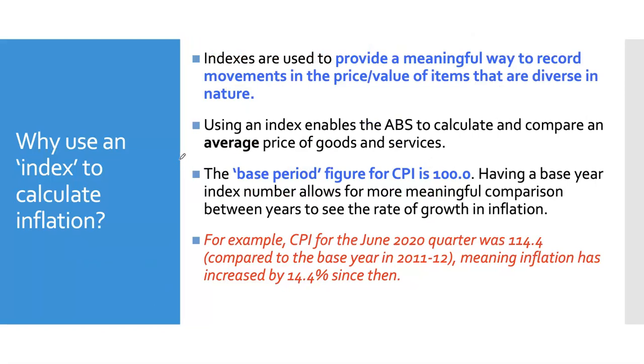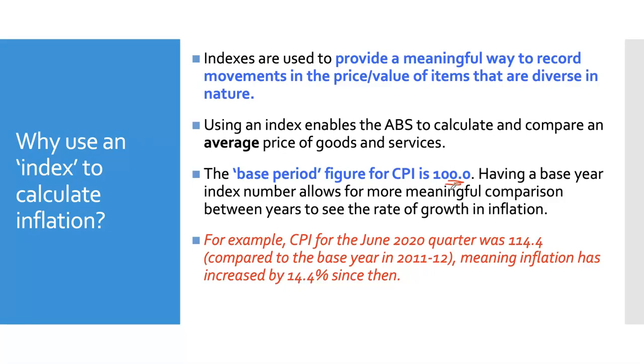Why do we use an index? What is this going to be giving us? Indexes provide a meaningful way to record the movements in price. It allows the Australian Bureau of Statistics to compare the average price from one year or quarter to another year. So the base of this index was 100.